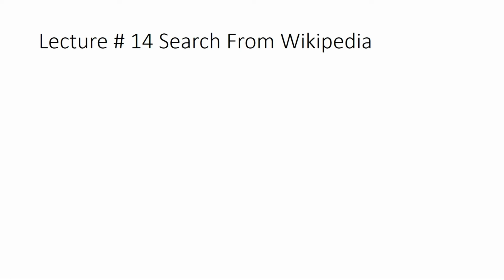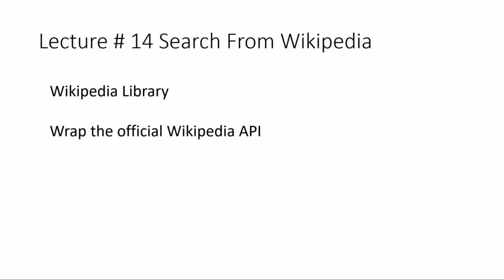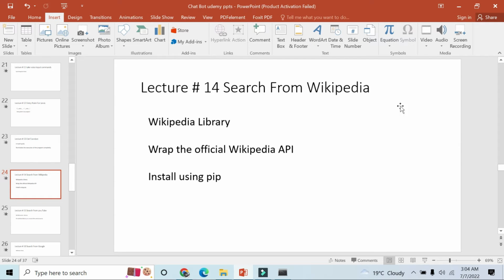For that purpose, we will use the Wikipedia library. The Wikipedia library basically wraps up the official Wikipedia API. So instead of using the official Wikipedia API, we will use the Wikipedia library, and we will install it using the pip package manager. Let's go to the Jupyter notebook and see how we can use it.